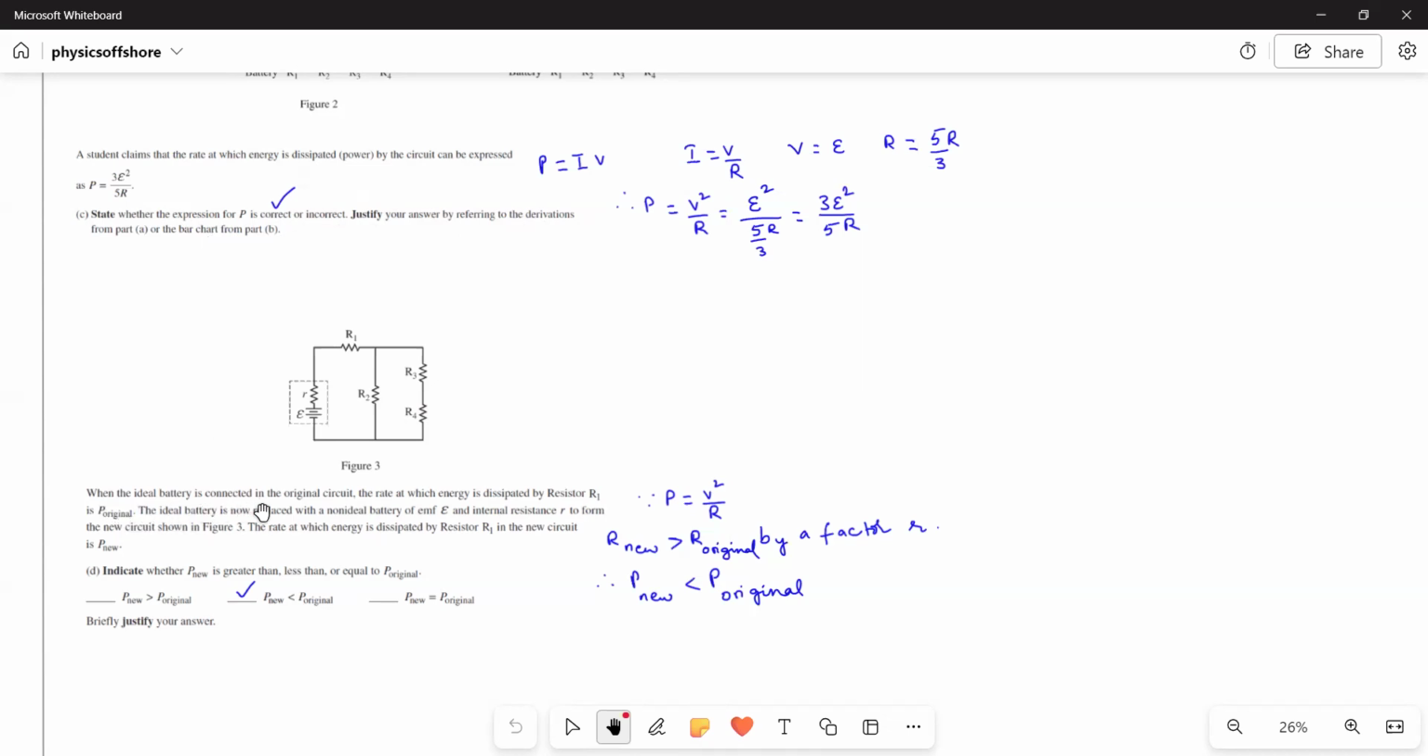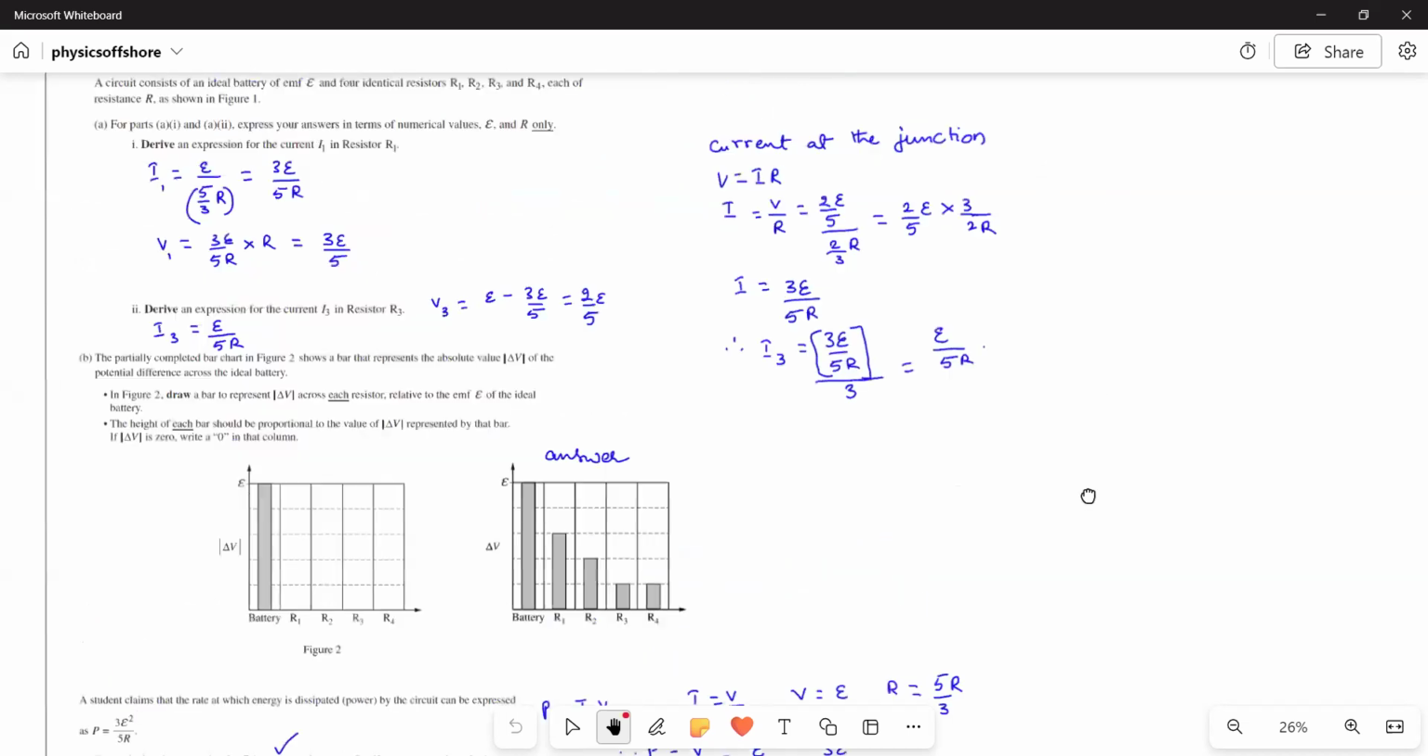When the ideal battery is connected in the original circuit, the rate at which energy is dissipated by resistor R1 is P original. The ideal battery is now replaced with a non-ideal battery of EMF E and internal resistance R to form the new circuit shown in figure 3. The rate at which energy is dissipated by resistor R1 in the new circuit is P new. Indicate whether P new is greater than, less than, or equal to P original. Briefly justify your answer.